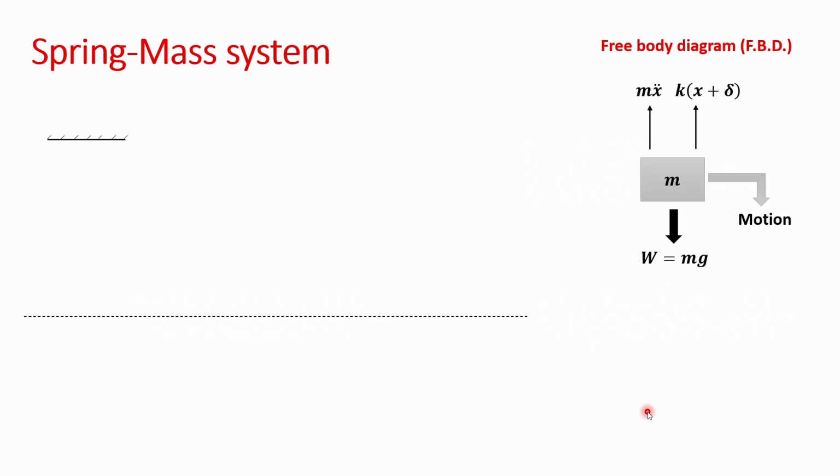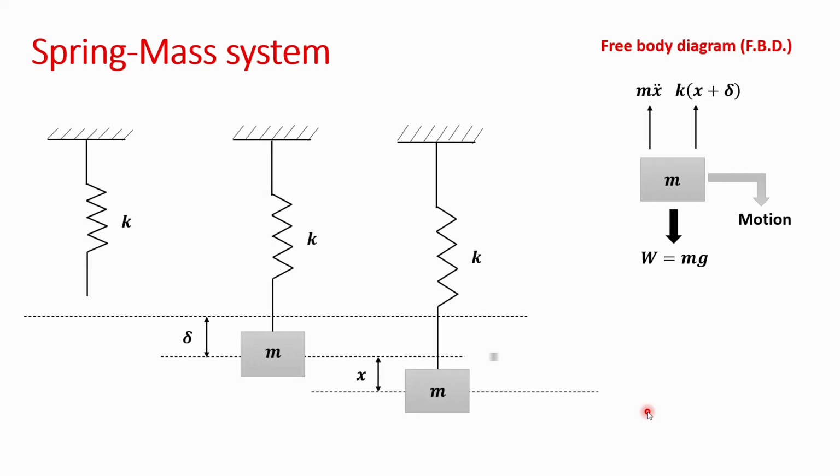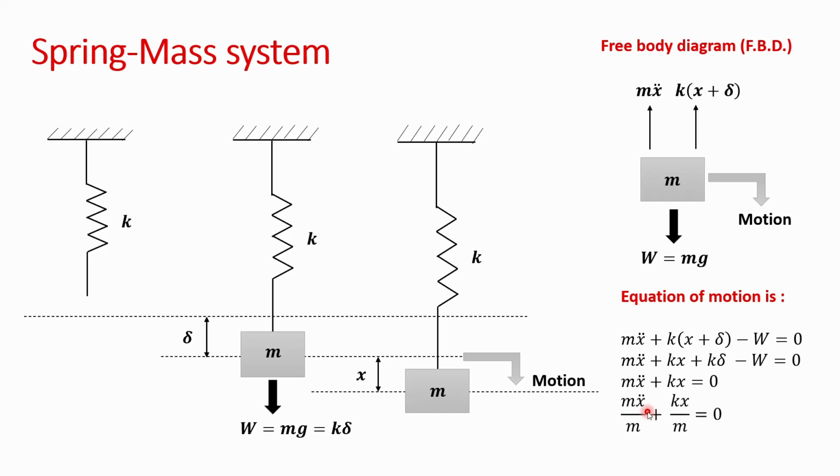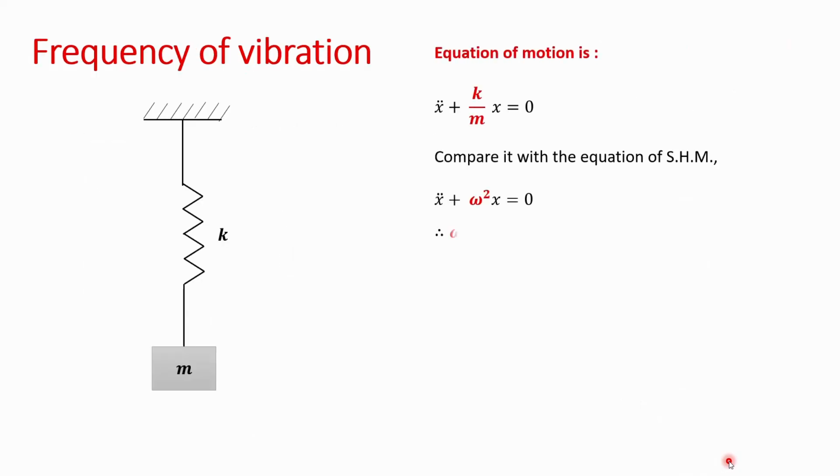Now, the derivation of the spring mass system we have already seen, so you can refer to that particular video where we derived this expression. The expression for the spring mass system is a second order differential equation, that is x double dot plus k by m x is equal to 0. If you compare that with the simple harmonic motion which we derived already, then omega square will be equal to k by m, and omega will be equal to square root of k by m. Omega is angular velocity, and that is 2 pi multiplied by frequency.